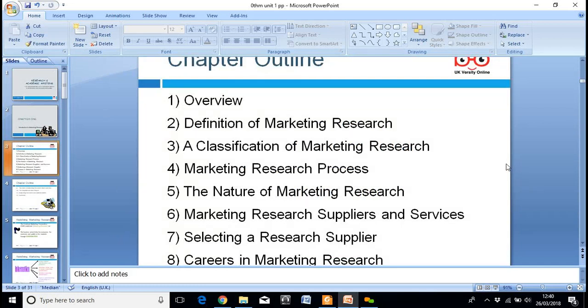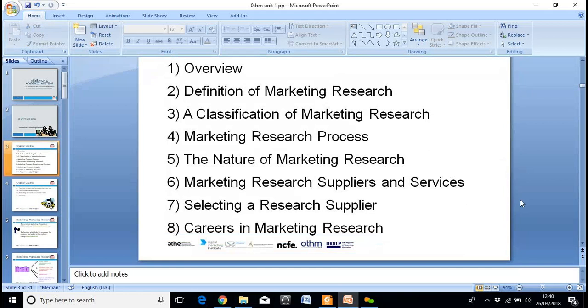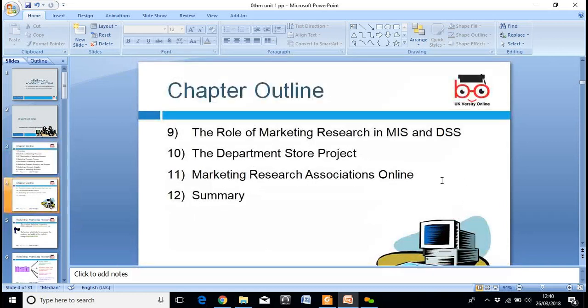So we've got an overview and a definition of marketing research, a classification of marketing research, the process itself, what the nature of the research is for, marketing research suppliers and services. If you're a company and you're going to use other suppliers and research services, you've got to be happy with their service, whatever they provide for you is going to be done properly. So obviously you've got to do some research into the suppliers themselves. And then selecting a research supplier, and then something about careers in marketing research.